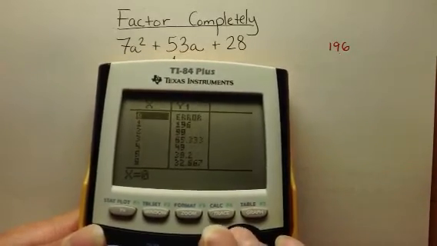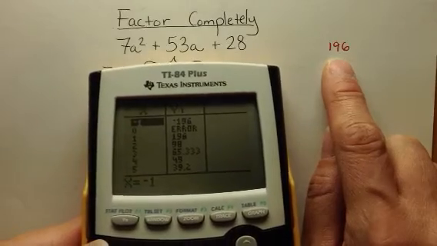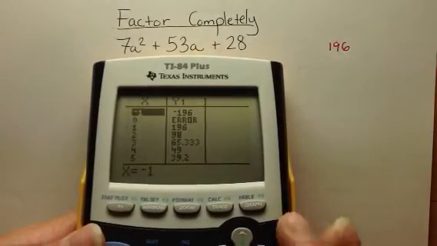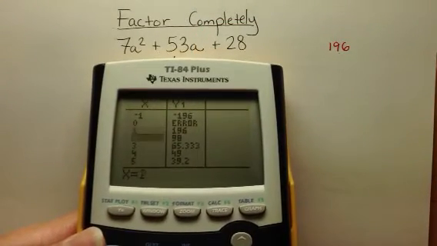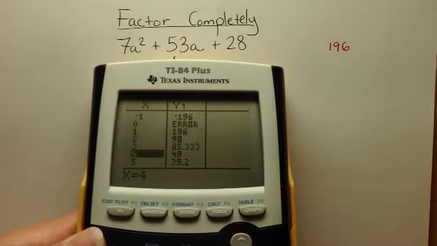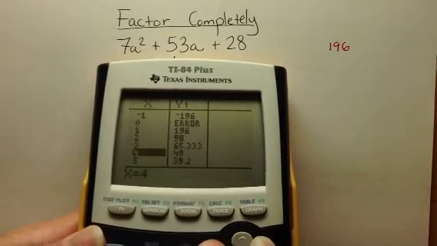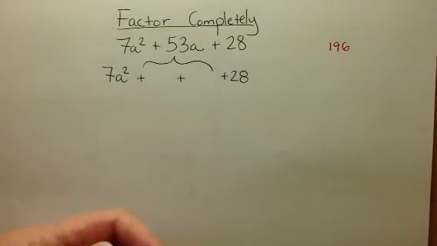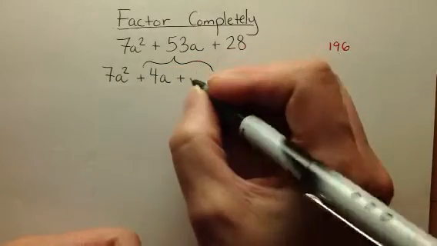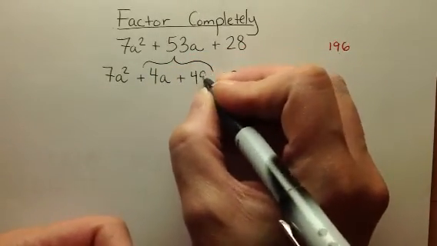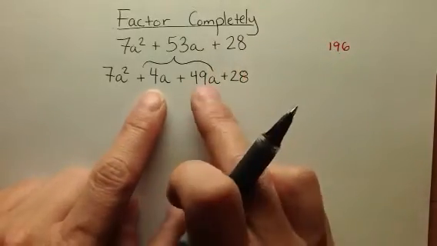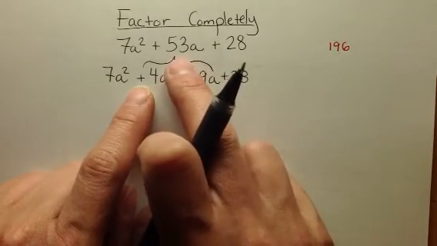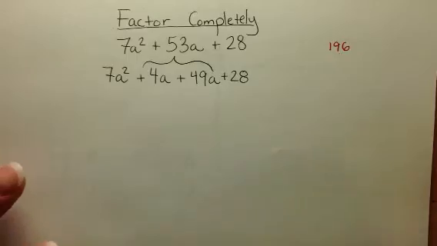Remember, I'm looking for two numbers that multiply to 196, but their sum is 53. So it's not those, no. 4 and 49. 4 plus 49 is 53, so I found the right factors. So I'm going to go back here and use 4 and 49. Okay, so 4 times 49 is 196, and 4 plus 49 is 53. Alright, now I'm ready for factoring by grouping.